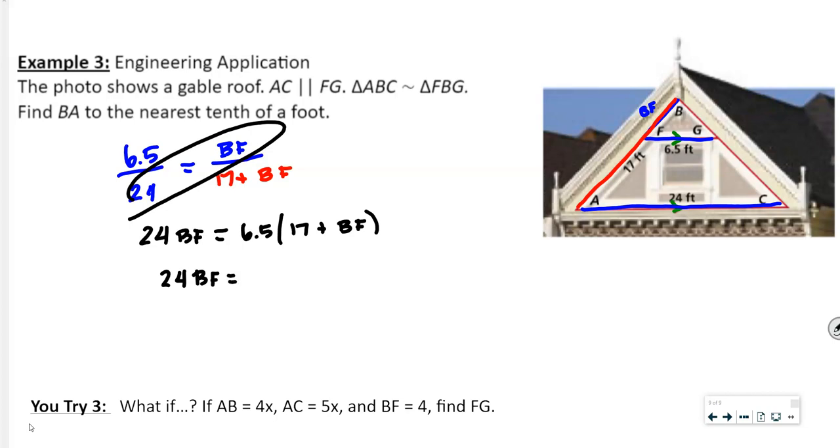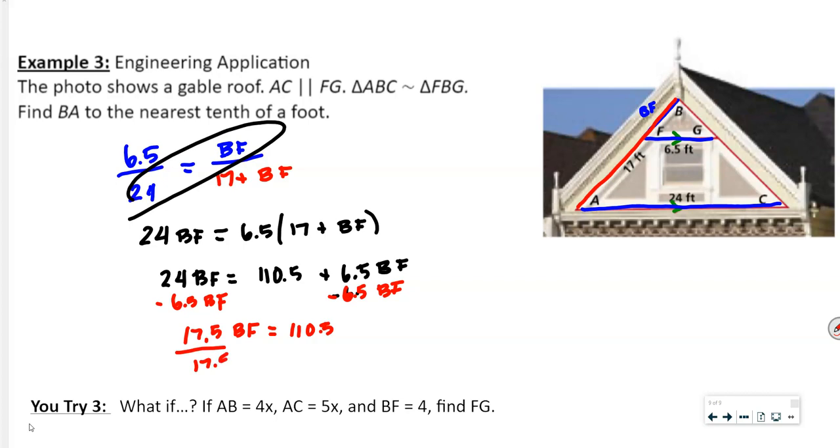24 BF equals, when I multiplied the 6.5 times the 17, I got 110.5. And then plus, wow, I can't write very well today, y'all, sorry. Our 6.5 BF. So now we need to get our BFs on one side. So we're going to subtract the 6.5 BF from both sides. Minus 6.5 BF. So over here we're going to do minus 6.5 BF. So when we do that, I got 17.5 BF is now equal to our 110.5. So I'm going to divide both sides by our 17.5.